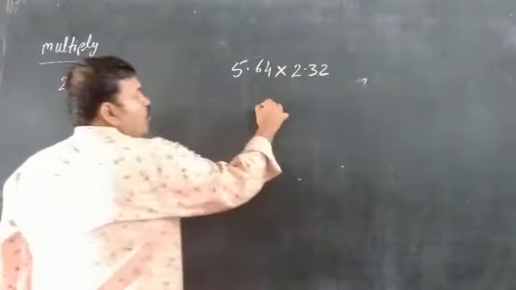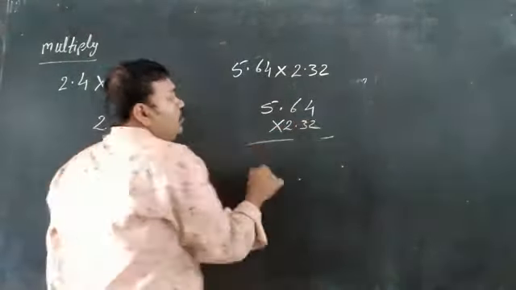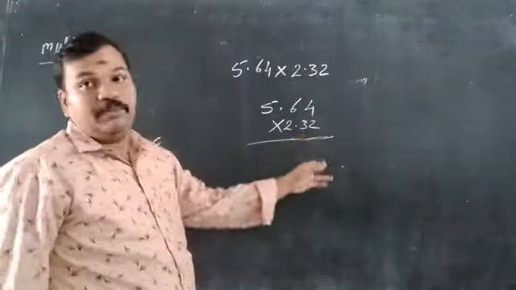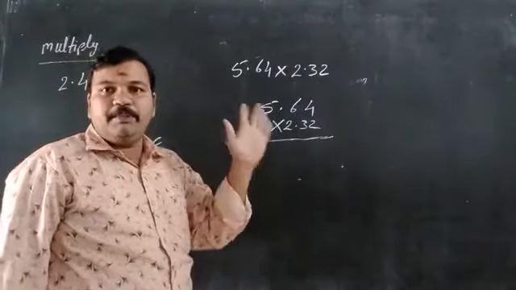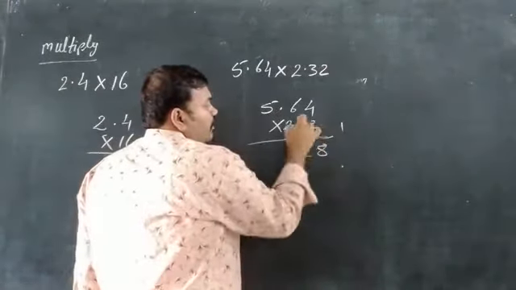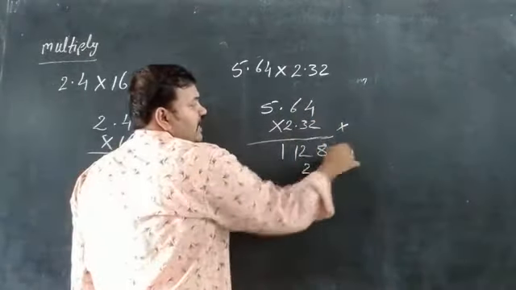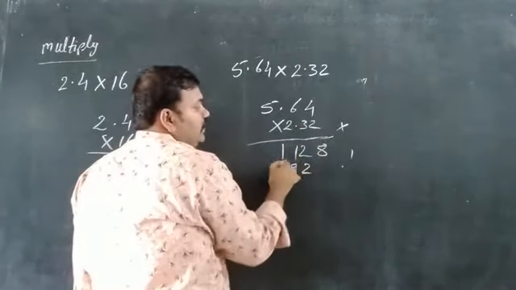Here this sum: 5.64 into 2.32. We have to multiply that one through normal multiplication. First forget about the point and do the multiplication. 4 2s are 8, 6 2s are 12, 5 2s are 10 plus 1 is 11. 3 4s are 12, 3 6s are 18 plus 1 is 19, 3 5s are 15 plus 1 is 16.